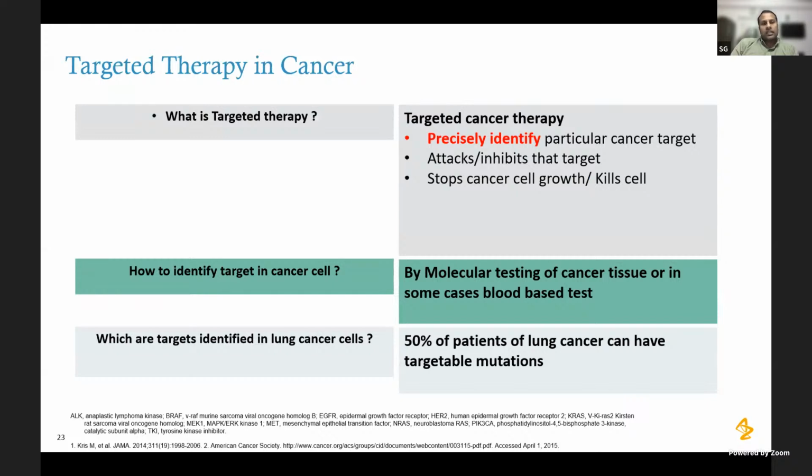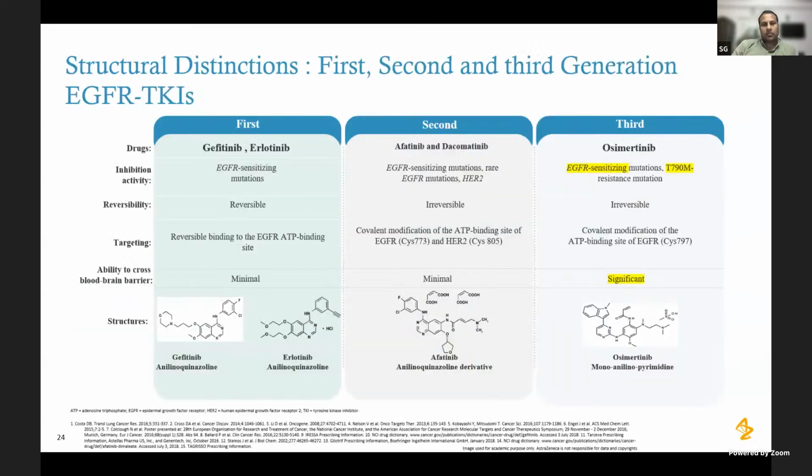As we all know, targeted therapy in cancer is the new thing, and it has been discussed on many platforms, and even Dr. Rakesh has discussed it very well. It precisely identifies a particular cancer target, attacks the target, stops the cancer growth and kills the cells. 50% of patients with lung cancer have some form of targetable mutation. So I'll discuss in more depth about EGFR TKIs.